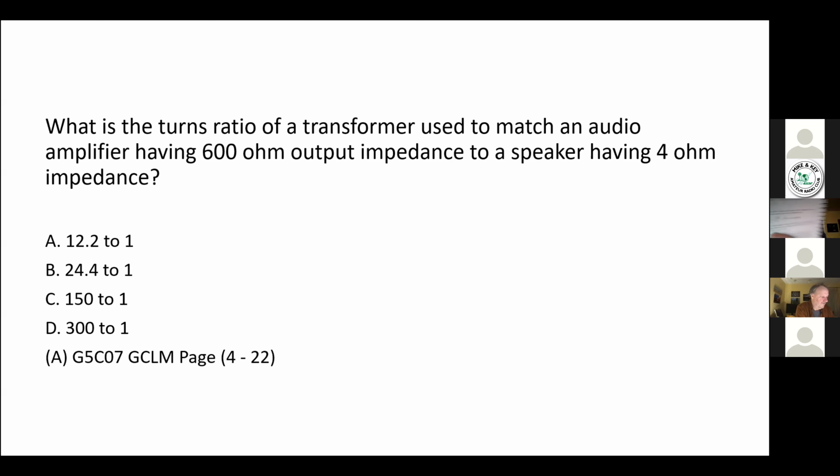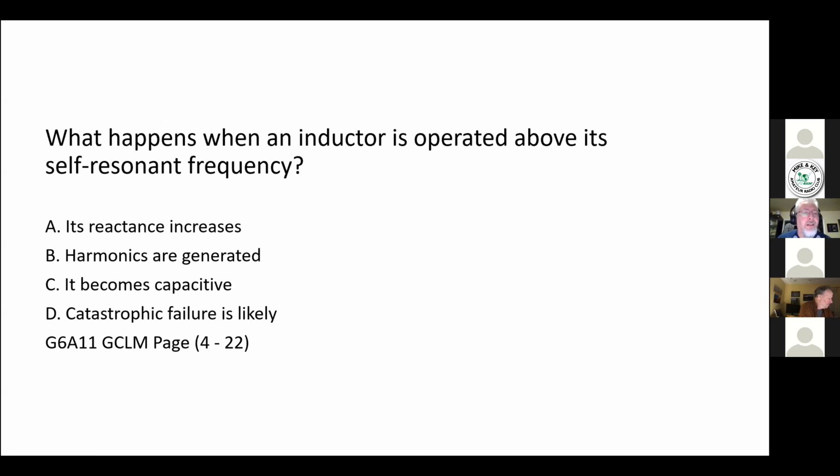That's actually on page 422. Example number 28 gives you the math. Yeah, that one right there. Kind of hard to see. It's 600 divided by 4 ohms and take the square root of that.